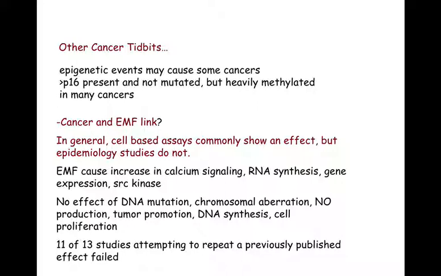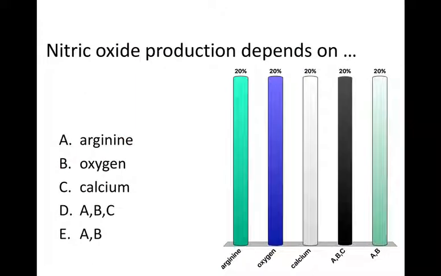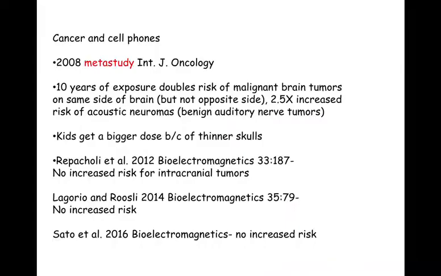In studies where some link was found, they try to repeat it using the same conditions, and 11 out of 13 times they can't repeat it. So if there is something there, it is not obvious or repeatable. Okay, another H5P question. All right.